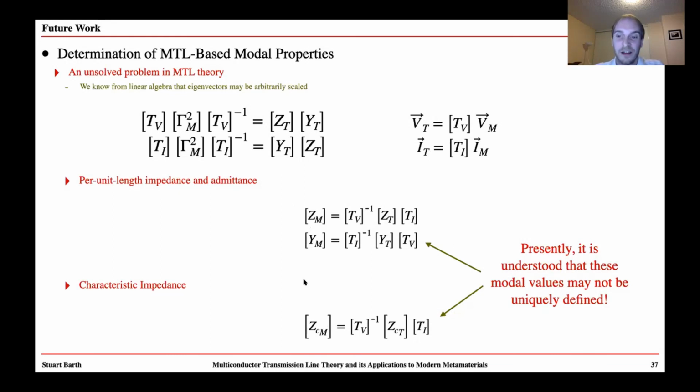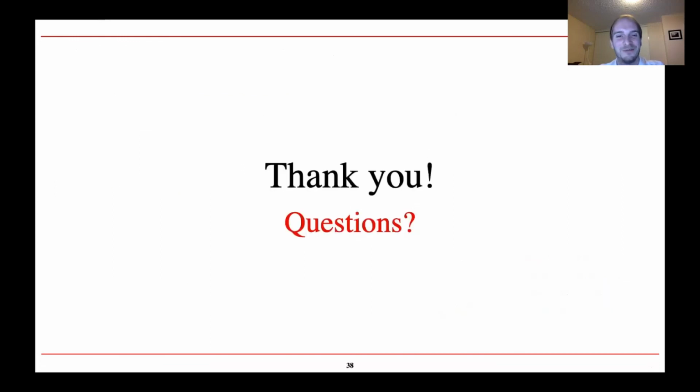So it's understood that these modal values may not be uniquely defined. But does this actually make sense? If we're looking at a wave propagating through this metamaterial, does it actually have an undefined impedance? This is actually the topic of my PhD research. I'm confident that we've been working towards a solution to both these problems and the applications on the multi-dimensional side. The work is not quite published yet, but I look forward to discussing it in the near future.